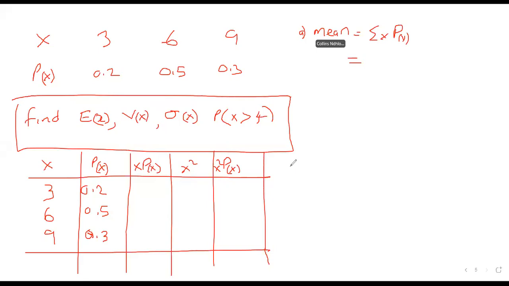To find the mean, the shortcut is given by the summation of xp. This is different from the summation of x, because some people, when they are given this, want to sum up x and think this is the mean. This is the actual letter E, which stands for the mean. Moses and Kalonji, how do we find the mean? We multiply the values of x times their respective probabilities. What are we getting here? 0.6, 3, 2.7. And what is the total? 6.3. Okay, great.